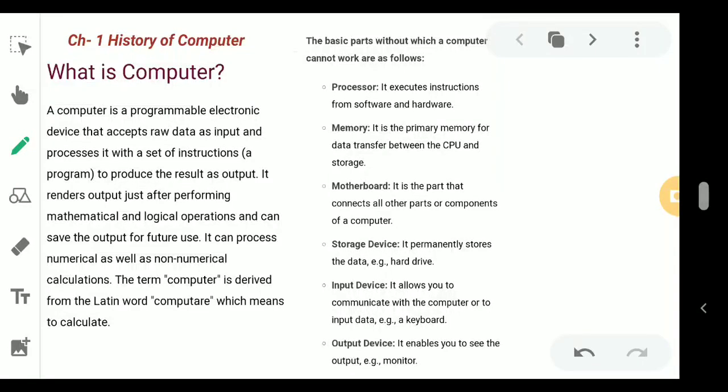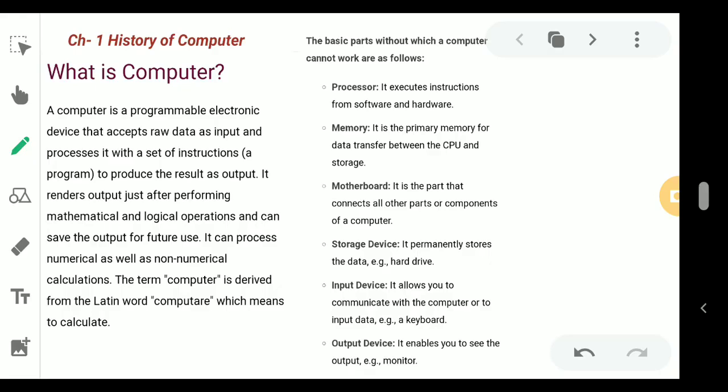Today we will start the first chapter, that is history of computer. So the first topic, we have to understand what is computer. The computer nowadays has become an integral part of our life and society. Their applications range from business transactions to personal communication. So now in the present days, what we can see in our daily life are uses of computer.